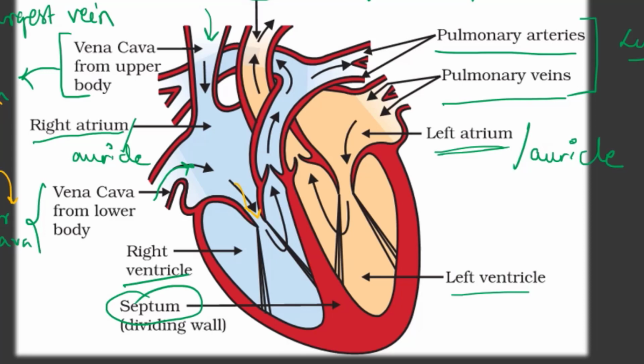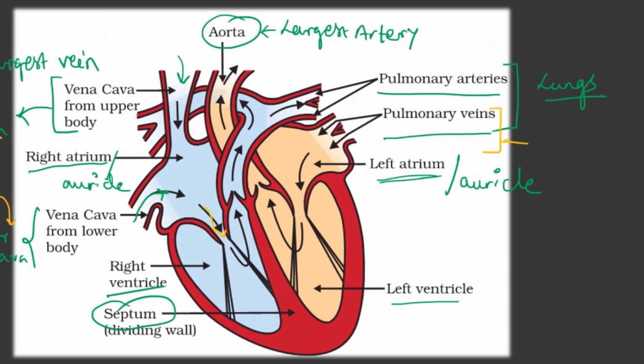Okay, now let's see the left part. The left part consists of the pulmonary vein, right? And this pulmonary vein brings in the oxygenated blood from the lungs, and it is going to pour the blood into the left auricle, and from the left auricle it is going to go to the left ventricle, and from the left ventricle it goes to the aorta, which is nothing but the largest artery, and from here the blood goes to all the body parts.